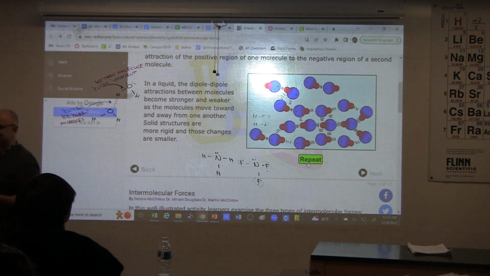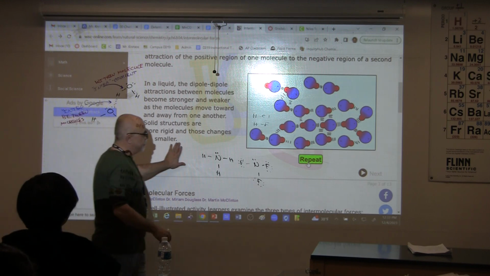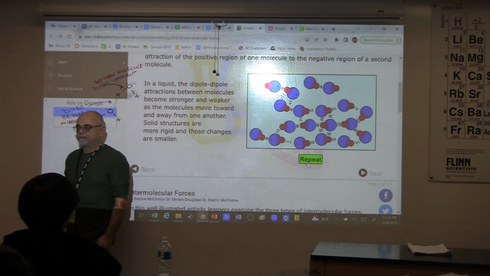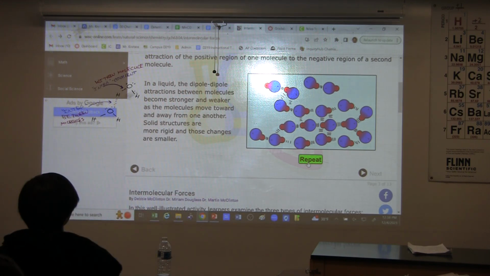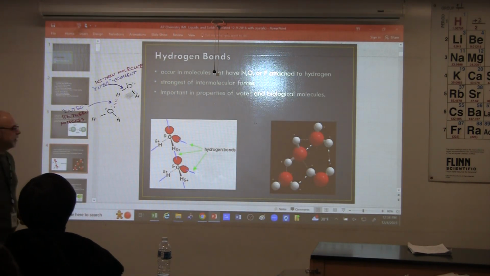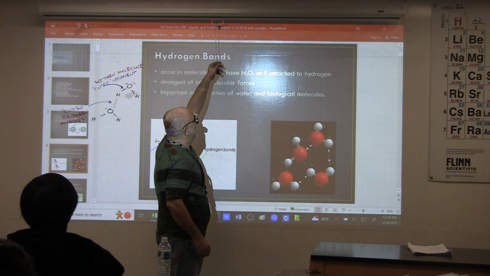Any other questions? Okay. So the next one is also pretty simple because it's a direct play off of this. After dipole-dipole attraction, which is again easy to visualize because you just have two things of opposite ends that attract, we have probably the most important in biology and in a lot of chemistry too, hydrogen bonding.